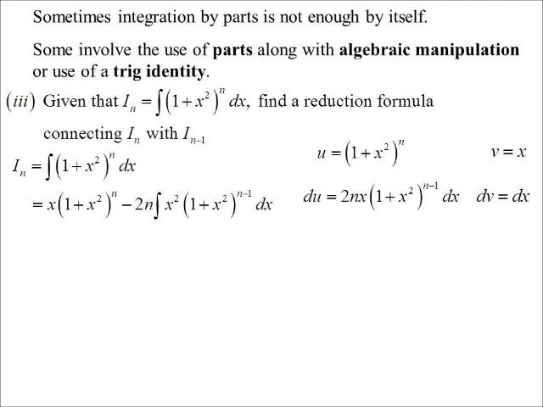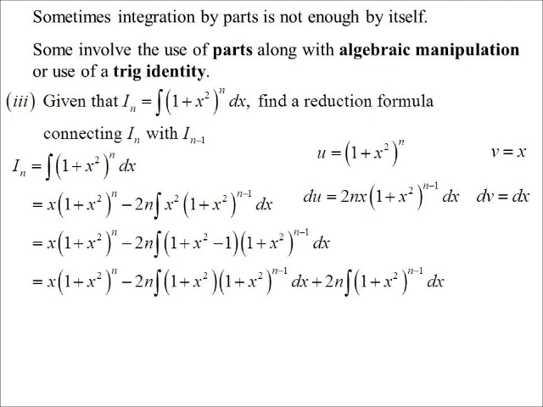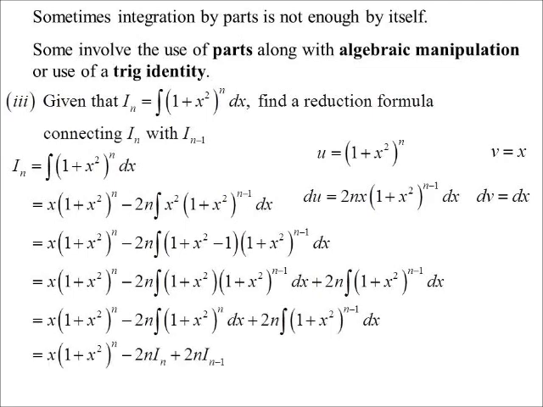Now this is where I use my algebraic manipulation. At this stage I've got x squared times (1 plus x squared) to the power of n minus 1. But I'm going to rewrite that x squared as 1 plus x squared minus 1, because now I can split it into two integrals. One of the integrals will be (1 plus x squared) times (1 plus x squared) to the n minus 1. I get (1 plus x squared) to the power of n, which is I_n. The other one is minus 1 times (1 plus x squared) to the n minus 1. So that's I_(n-1).